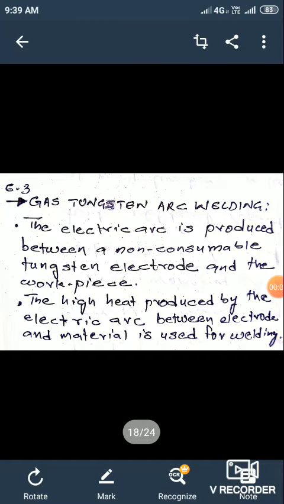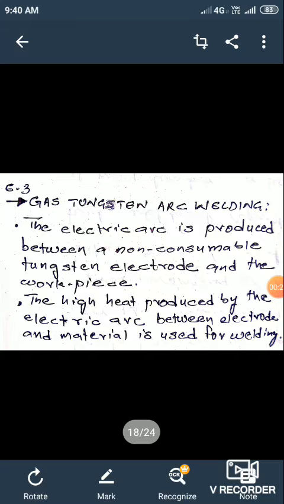Okay. Next, we move on to gas tungsten arc welding. Gas tungsten arc welding, or tungsten inert gas welding, is a shielded arc welding process. A shielding is there, so it is called a shielded arc welding process.